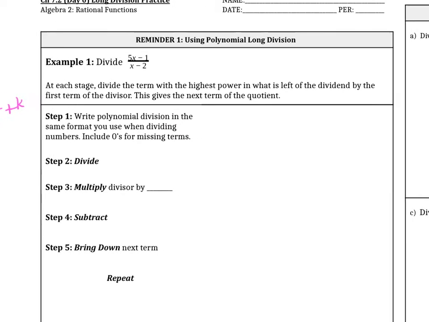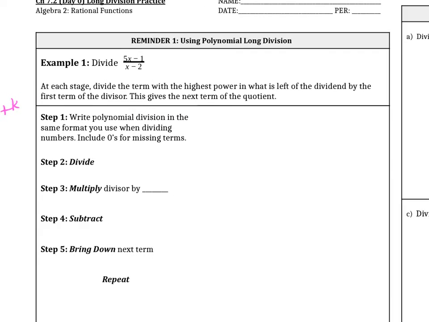So let's practice doing some long division. So we did this back in chapter 4 of polynomials, and so this is just a reminder of how to do that. So we have 5x minus 1 over x minus 2, so we rewrite it like this.